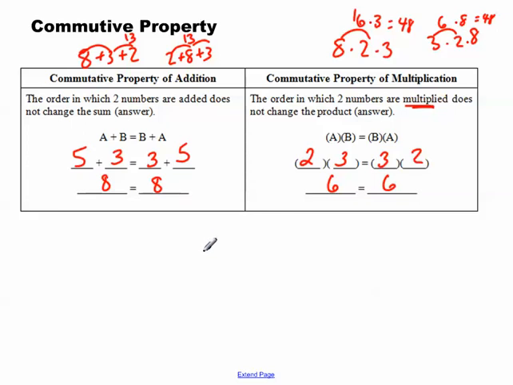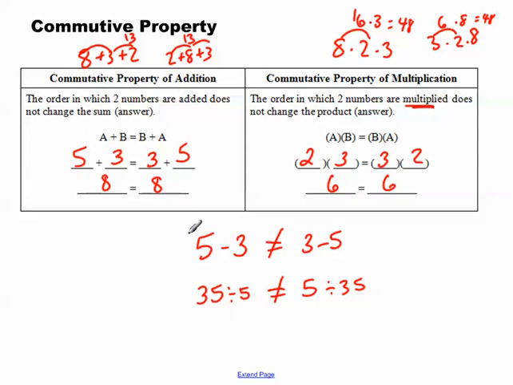All right, so let's think about, would that work for subtraction or division? Can I change the order in a subtraction or division problem and it would come out the same? Well, let's see. If I have 5 minus 3, is that the same as 3 minus 5? No, that is not the same. Or if I have 35 divided by 5, is that the same as 5 divided by 35? No, that doesn't work. So the commutative property only works for addition and multiplication.